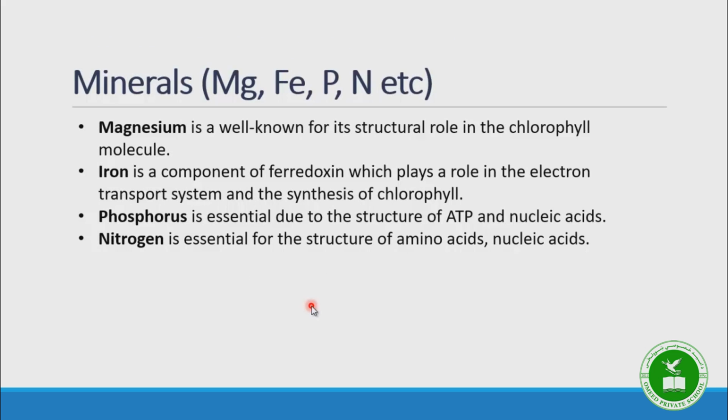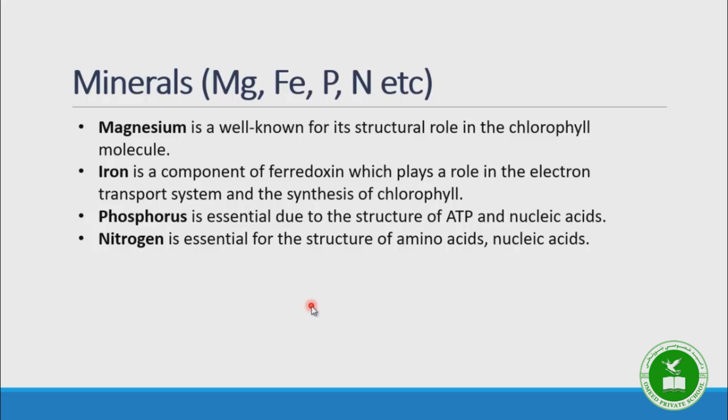The next topic is minerals. For example, magnesium, ferrous or iron, phosphorus and nitrogen. We know that these minerals are taken from the soil by roots and then transported to the leaves. So these minerals are important and they must be present in the soil in order for a plant to grow well and also do photosynthesis well.